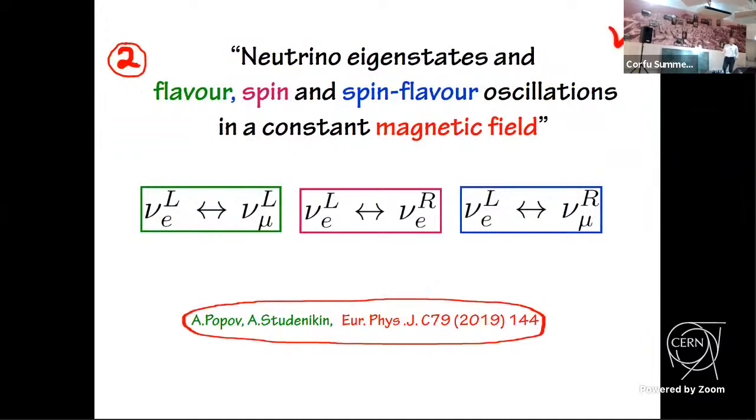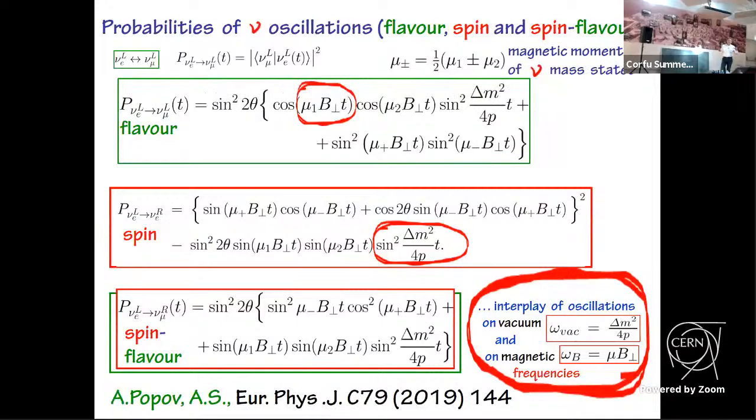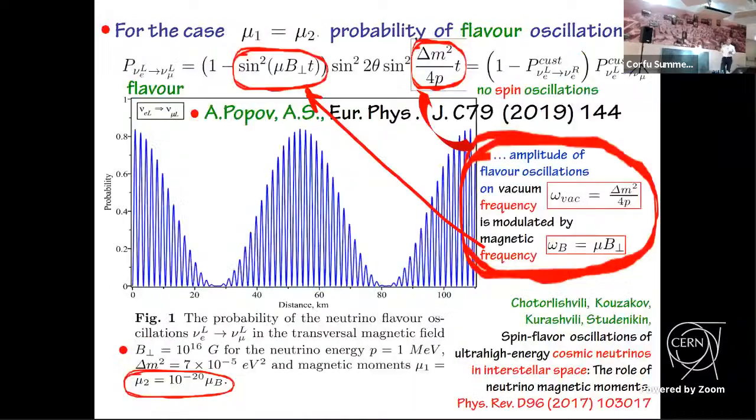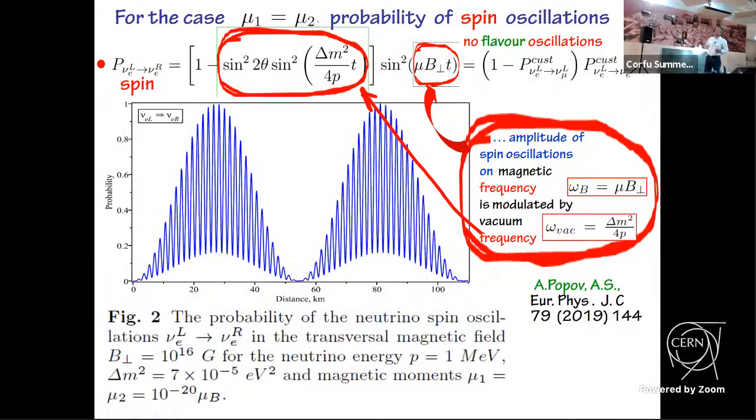So this is half a minute for this interplay between spin and flavor oscillations that was studied with my student in one of the recent papers. We consider two flavor neutrinos with two helicities in a magnetic field, and have found that there is an interplay of oscillation of vacuum frequency and magnetic field frequency. In particular, if you consider neutrino flavor oscillation, electron left to muon left, we see that the amplitude of flavor oscillation on vacuum frequency is modulated by the magnetic field frequency. And the same is for the spin oscillations. The amplitude of spin oscillations on the magnetic frequency is modulated by vacuum frequency.